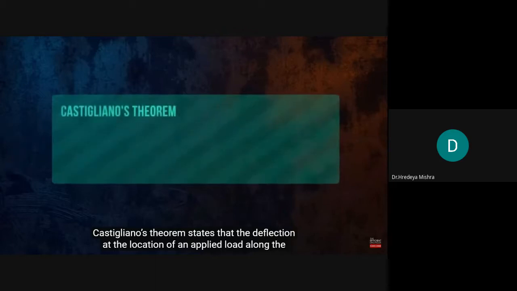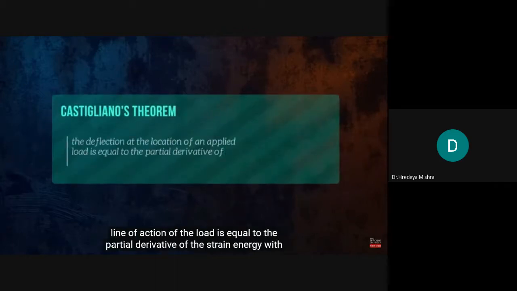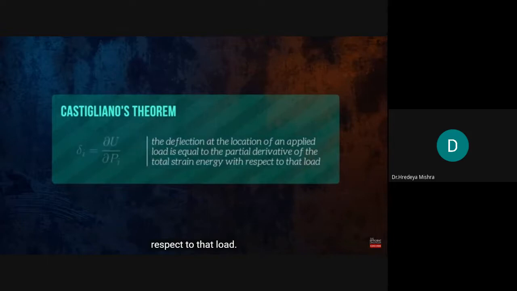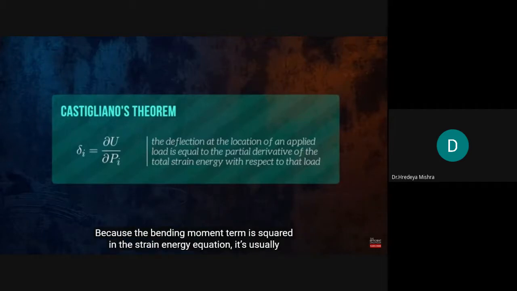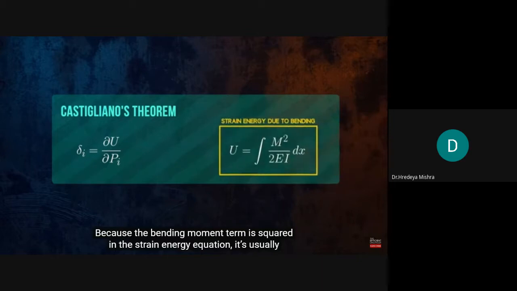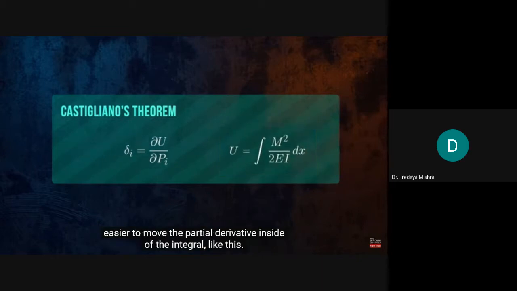Castigliano's theorem states that the deflection at the location of an applied load along the line of action of the load is equal to the partial derivative of the strain energy with respect to that load. The deflection can be a displacement or an angle of rotation. Because the bending moment term is squared in the strain energy equation, it's usually easier to move the partial derivative inside of the integral, like this.